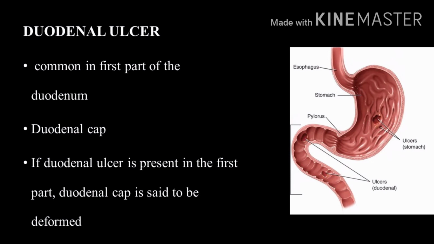Duodenal ulcer. The duodenal ulcer commonly occurs in the first part of the duodenum because it receives the acidic chyme from the stomach. In barium meal X-ray of the abdomen, the first part of the duodenum presents a triangular shadow having a well demarcated base and less distinct apex called the duodenal cap or duodenal bulb. If a duodenal ulcer is present, this duodenal cap is said to be deformed.